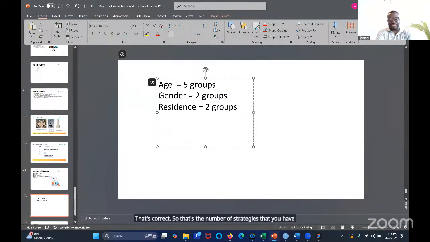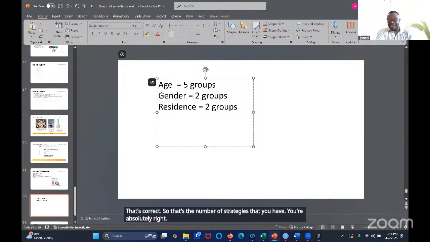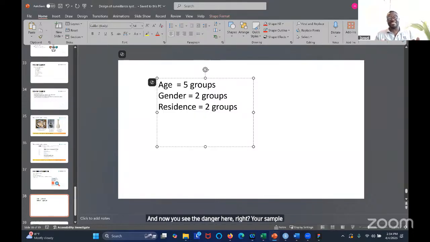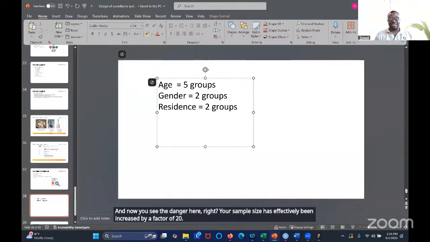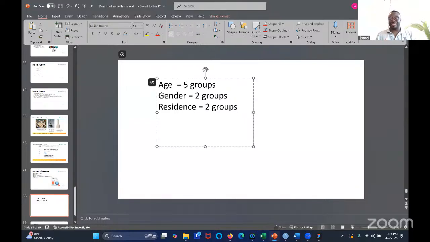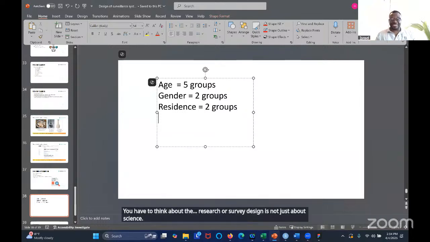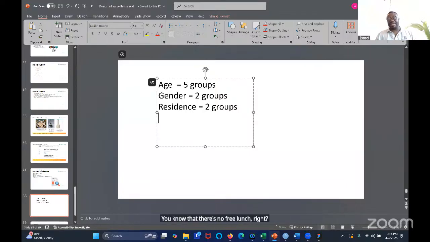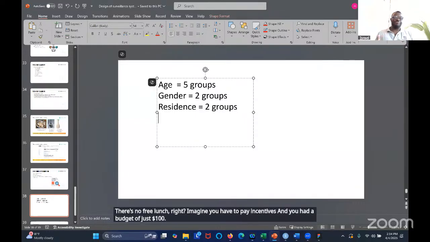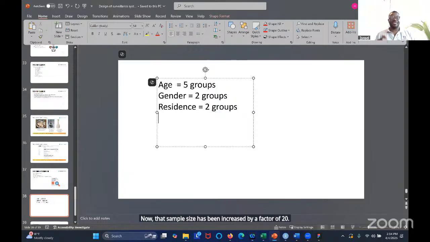You're absolutely right. And now see the danger here, right? Your sample size has effectively been increased by a factor of 20. And you have to think about the research or survey design is not just about science. It's also about logistics and costs. There's no free lunch, right? Imagine you have to pay incentives and you had a budget of just $100. Now that sample size has been increased by a factor of 20. So everything is increasing by 20. The budget has to increase by 20. That becomes very complicated.